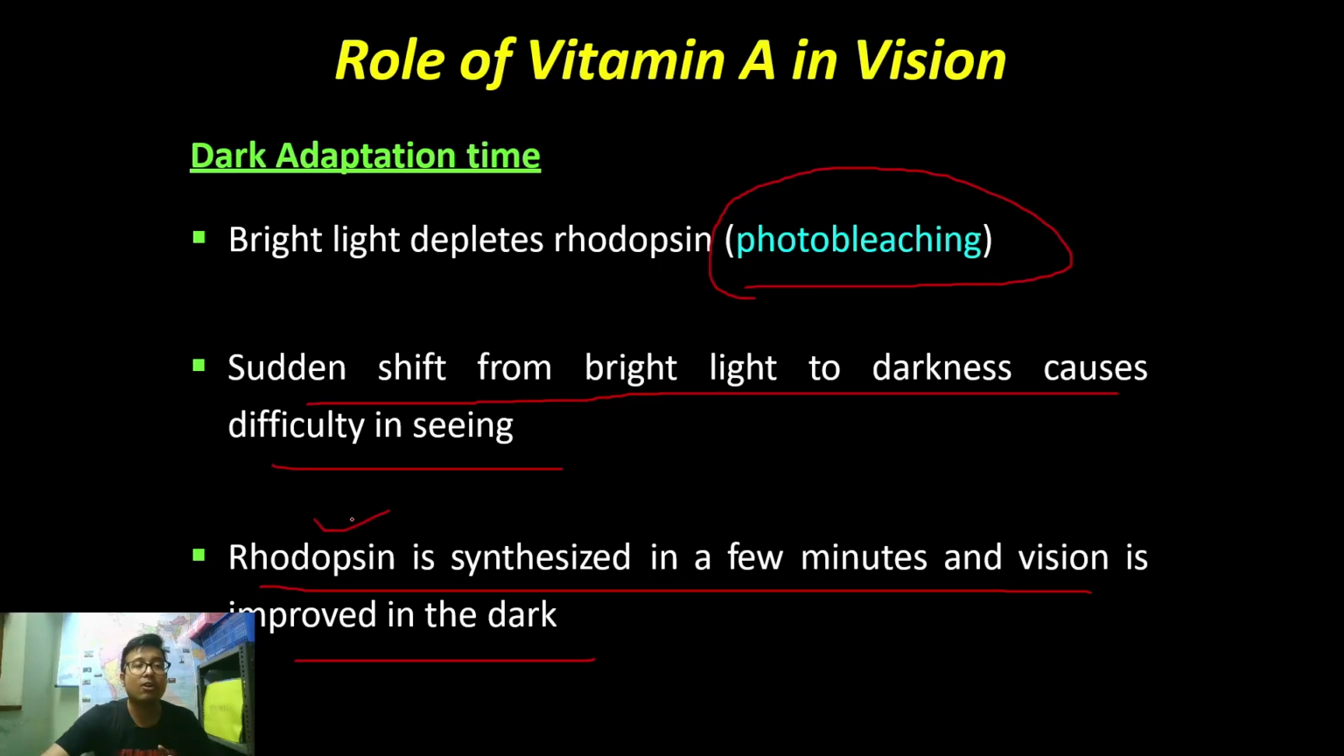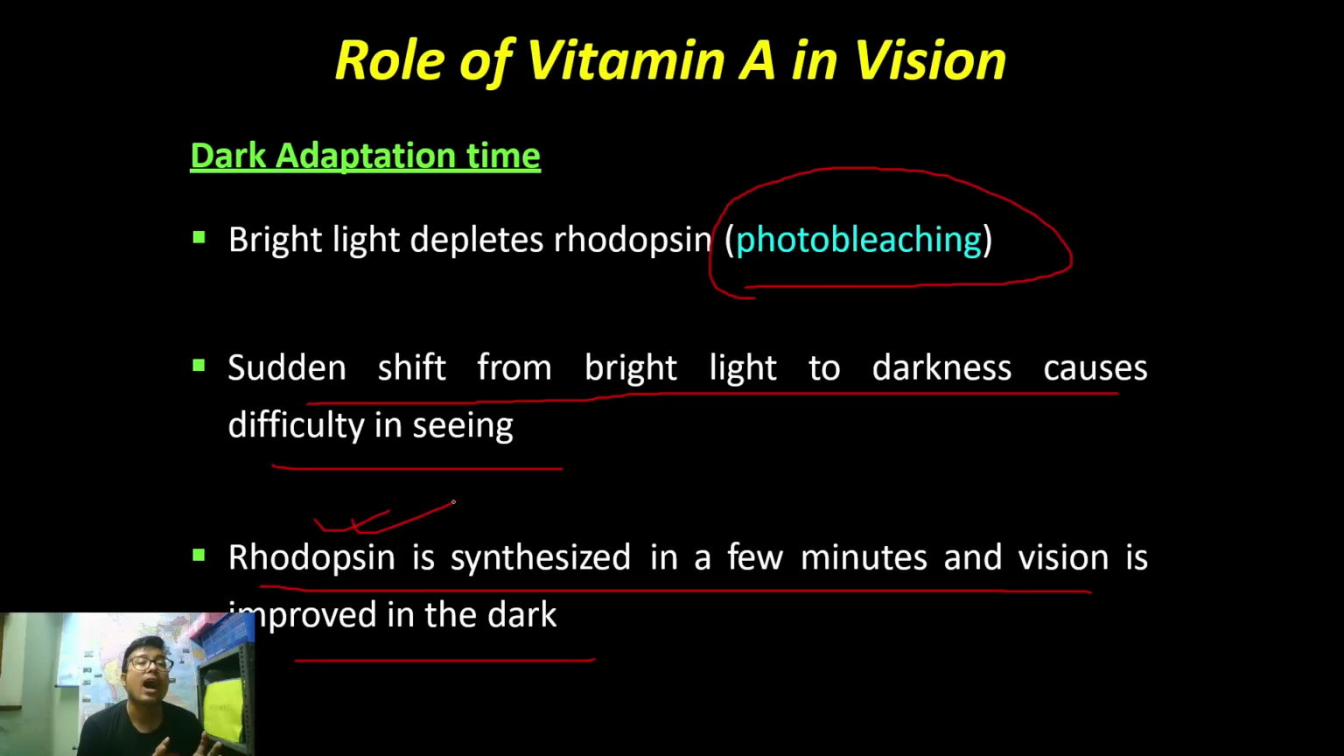But in order to synthesize rhodopsin, we need available vitamin A. So this will not happen in vitamin A deficiency. So there will be no problem in seeing light, but there will be a problem in seeing in the dark, because there are other mechanisms of light vision. Vitamin A and rhodopsin are important in case of dark vision. Mind it, we are all focused on dark vision.